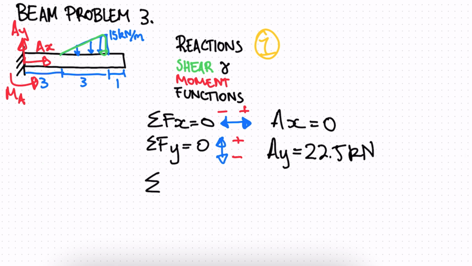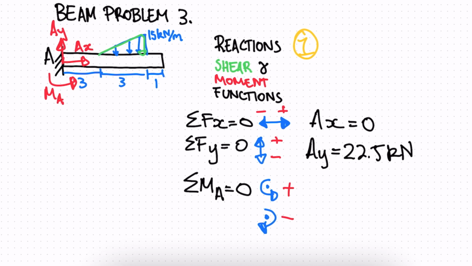And finally, our third equilibrium equation, sum of moments about point A. Let's say this is point A, and this will be equal to 0. Any forces acting in the anti-clockwise direction we'll say is positive, and any forces acting in the clockwise direction we'll say is negative. We have our MA in the positive direction going in this direction, so we can write positive MA. This triangular load has a force acting in this direction, which will be the clockwise direction, and we know that this total force is 22.5 kilonewtons.